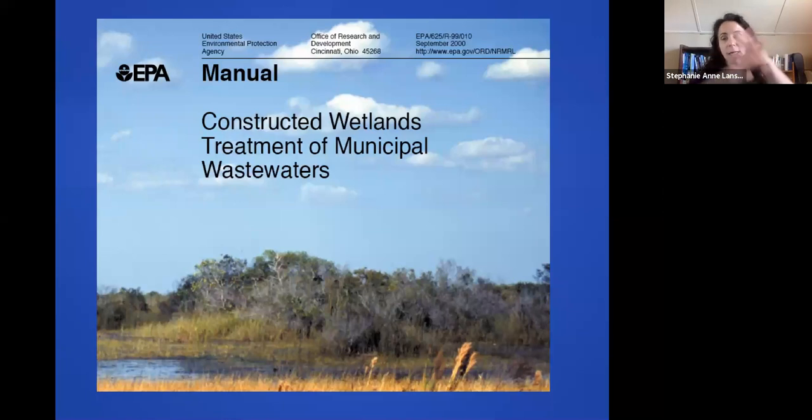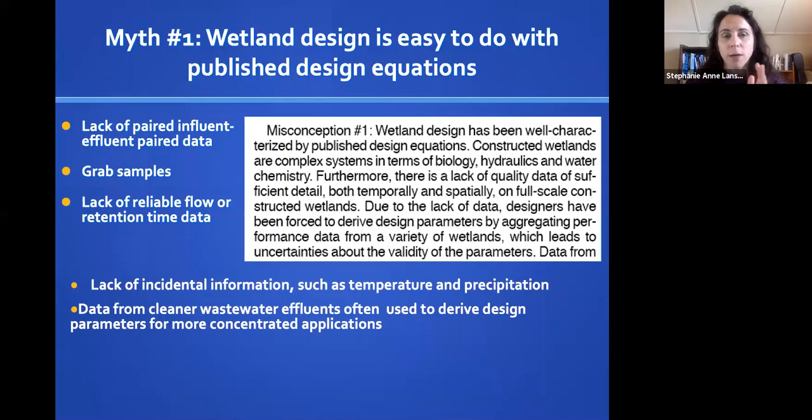So this manual has everything you need to know about designing them and about the equations that you need to use. But I did want to point out some of the myths in this manual. Basically they're saying these are things we need to consider when designing wetlands, because there's not always information out there that makes it easy to design. Myth number one is that wetland design is easy to do with published equations. So yes, we're going to go over published equations, and there are published equations, but you need to be careful.